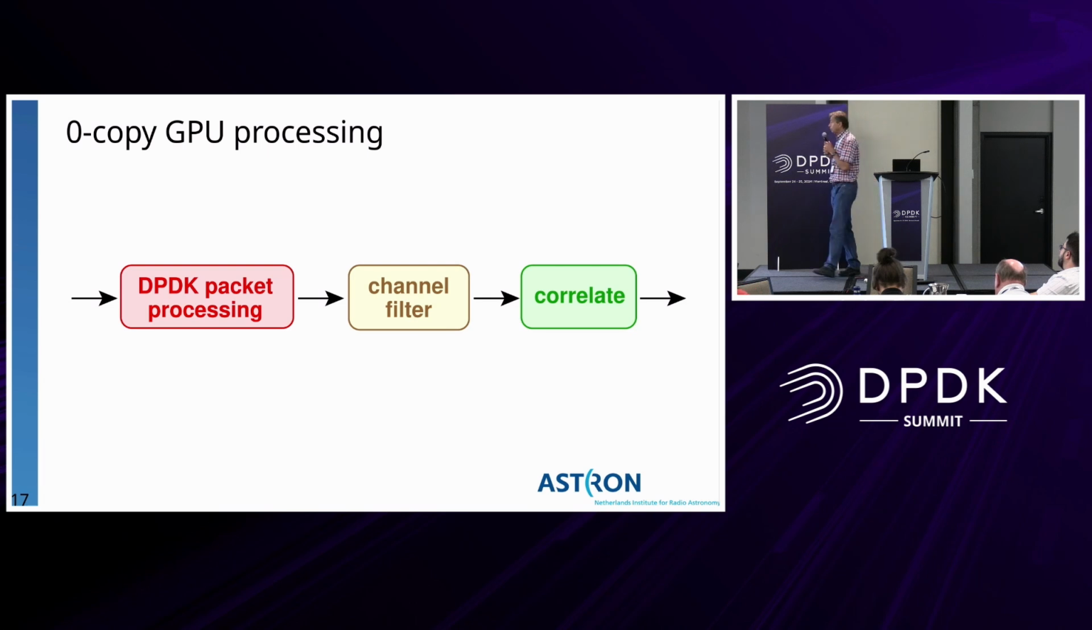So for the zero copy approach, the GPU has to do something a little bit different. It needs to do the DPDK packet processing. But the channel filter and the correlator are still there. It's 2 different tasks, but the packet processing and the channel filter are the same GPU kernel.